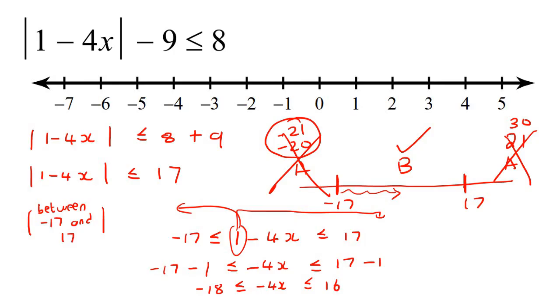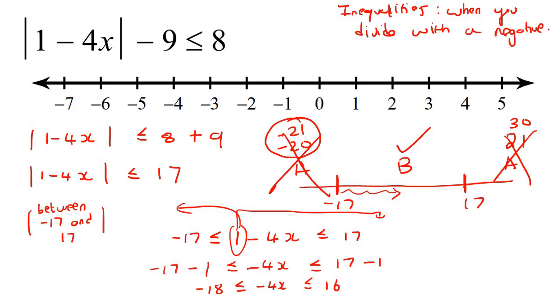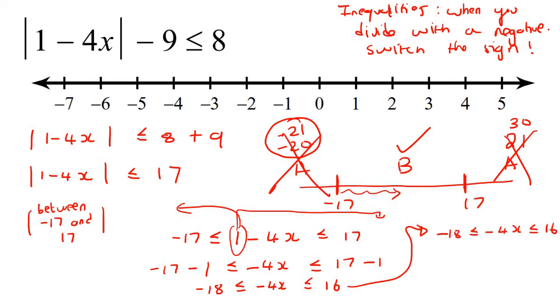And now we're going to divide by minus 4. Now remember that one lesson I showed you guys with inequalities, and we said with inequalities, when you divide with a negative, you switch the sign. Okay, so I'm going to quickly move this up to here. Right, so we need to divide everything by minus 4. So you see we are dividing with a negative, so we will have to flip the sign for everything.